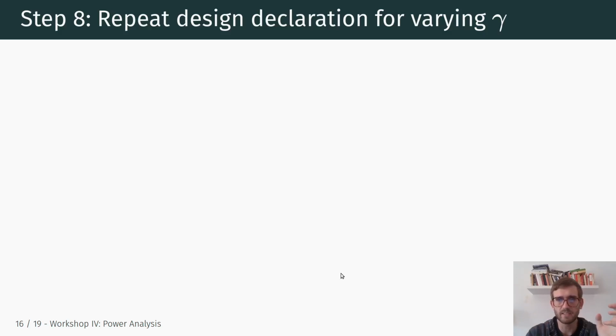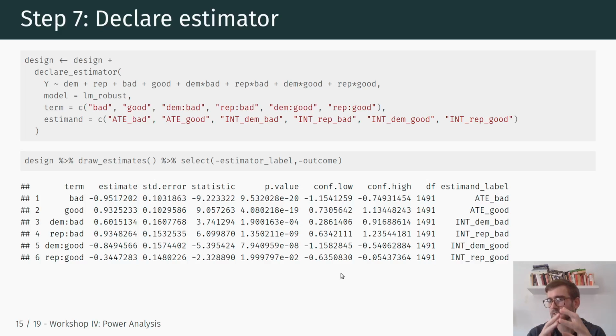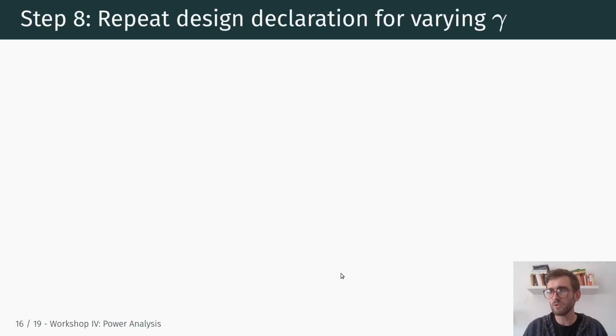Now this is basically complete. We basically declared the entire design up to the point where we have the estimators and our estimates, and we can compare what our estimator gives us to the true underlying data generating process. Of course, what we want to do is repeat this design declaration for varying values of gamma.